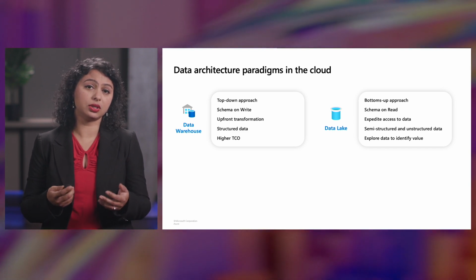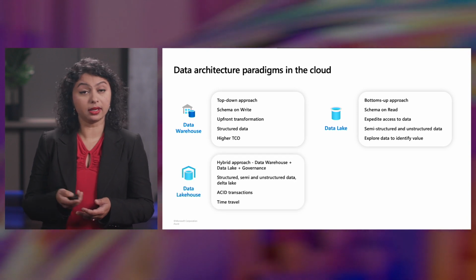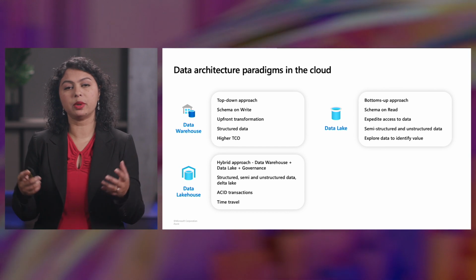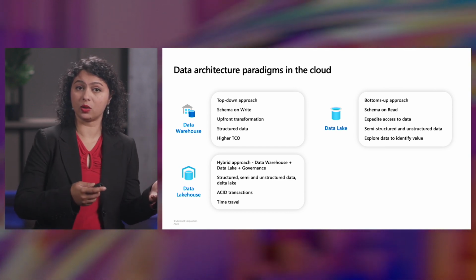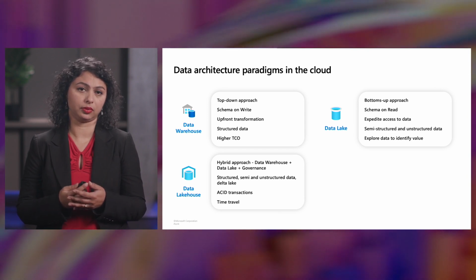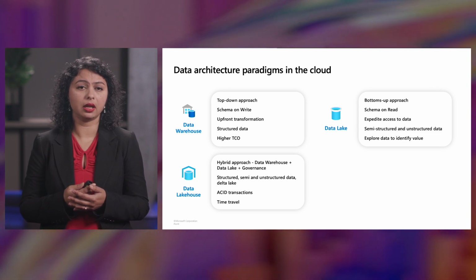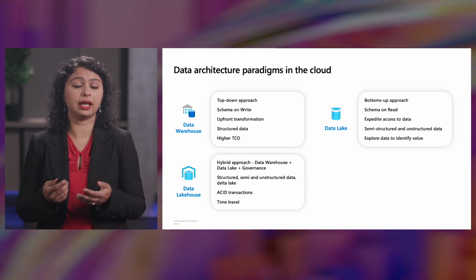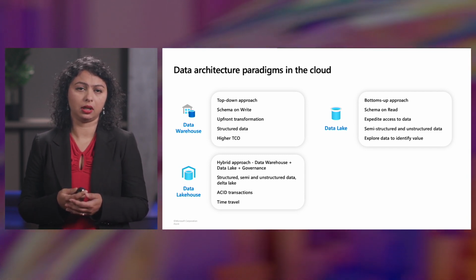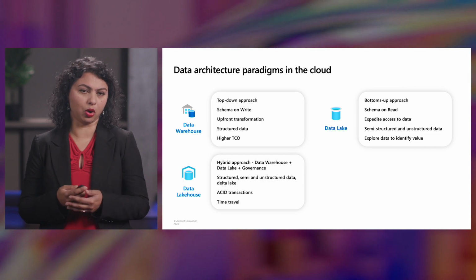But we are starting to see some newer paradigms gain traction in the cloud. One that comes to mind is the data lakehouse. It takes a hybrid approach. You have the data warehouse, the data lake, and a layer of governance joining the two. This is very well suited for different kinds of data formats, and all of this is converted to Delta Lake, which enables ACID transactions and time travel. These three paradigms are based on a centralized ownership model.